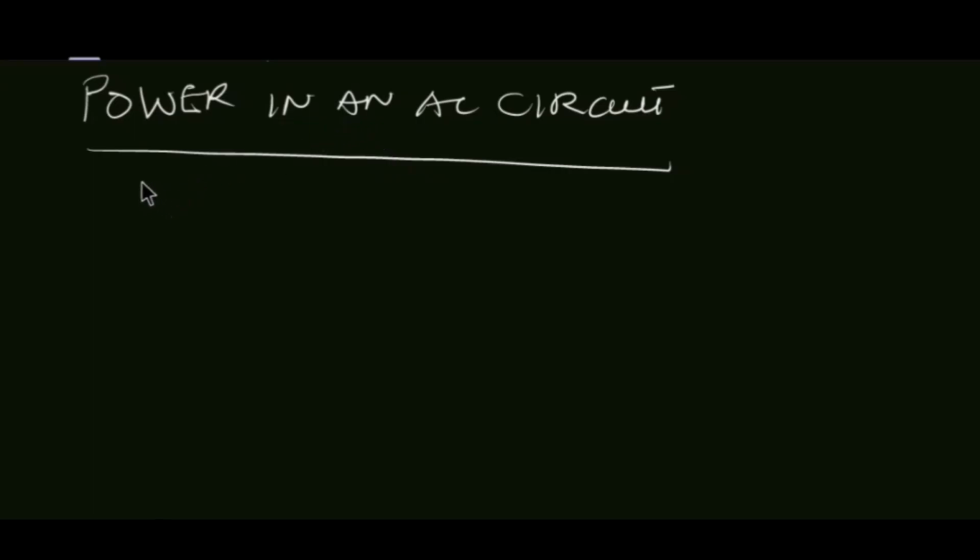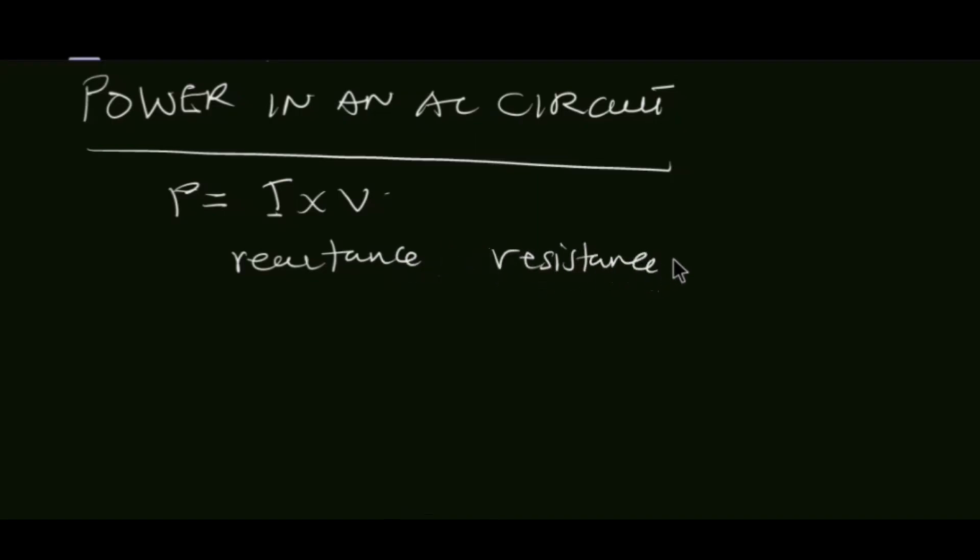A recap from our DC circuits: power is equal to the total current times the total voltage. In an AC circuit, you realize that we have reactance and we have resistance. So we are going to have two components of power, a power due to reactance and a power due to resistance. And these two make the power in an AC circuit different from power in a DC circuit. In all, there are three kinds of power in an AC circuit.